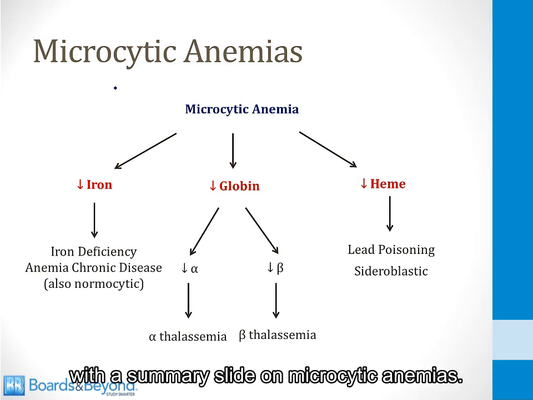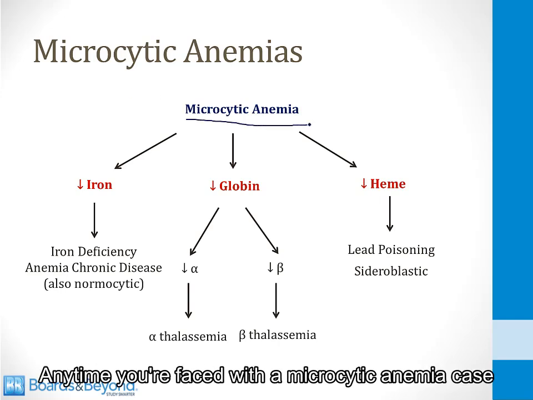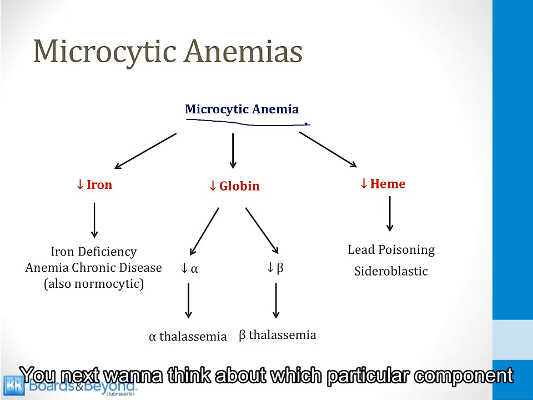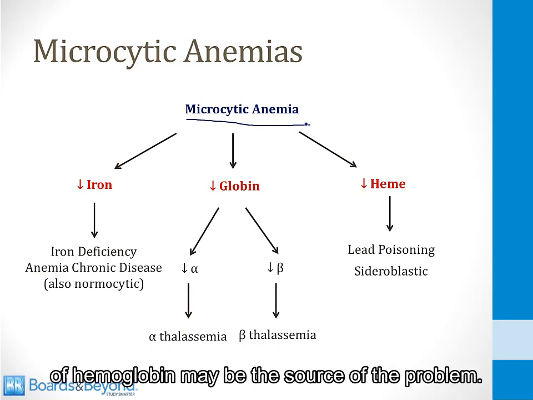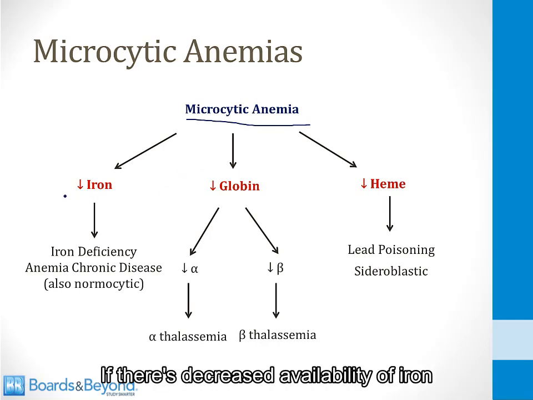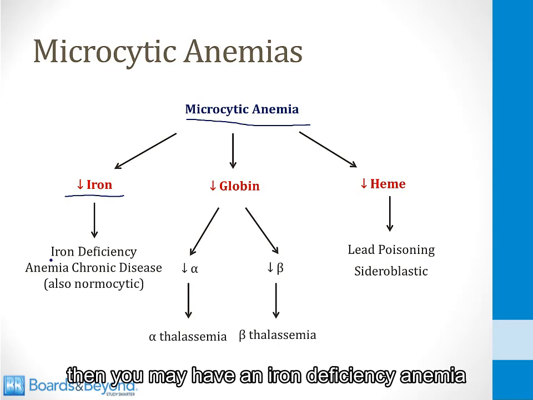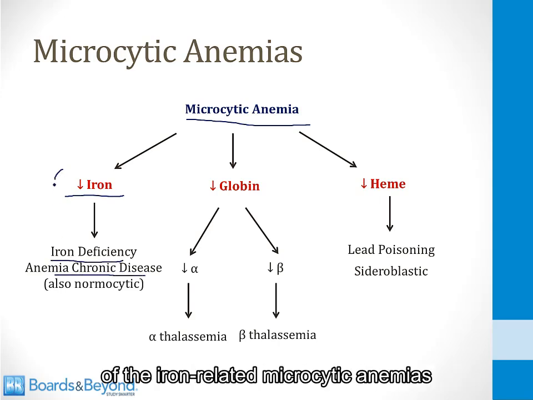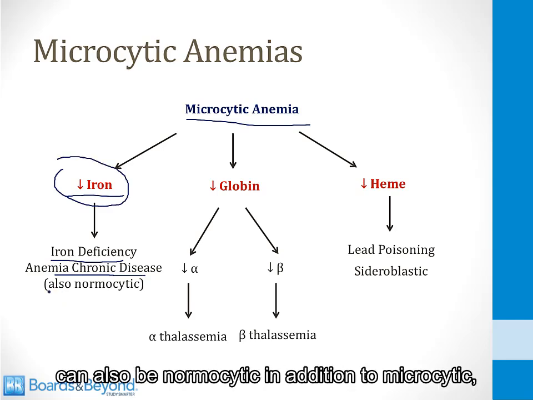Finally, let me leave you with a summary slide on microcytic anemias. Anytime you're faced with a microcytic anemia case, you want to remember that there must be some problem in producing hemoglobin. You next want to think about which particular component of hemoglobin may be the source of the problem. If there's decreased availability of iron, then you may have an iron deficiency anemia or anemia of chronic disease. And remember that both of the iron-related microcytic anemias can also be normocytic in addition to microcytic.